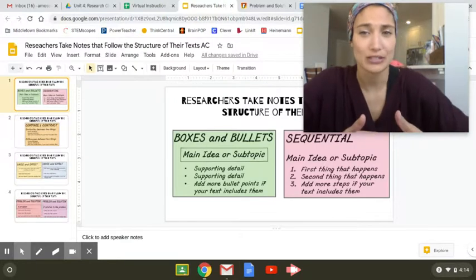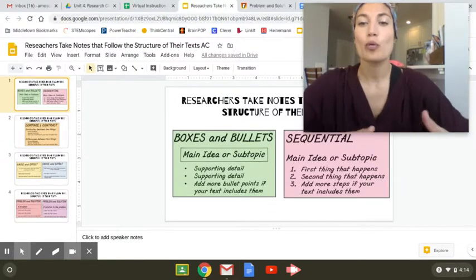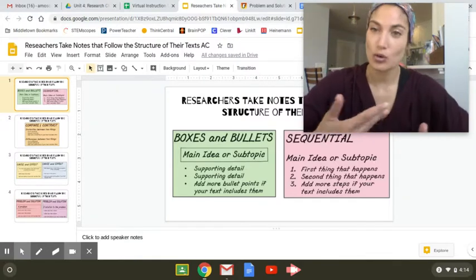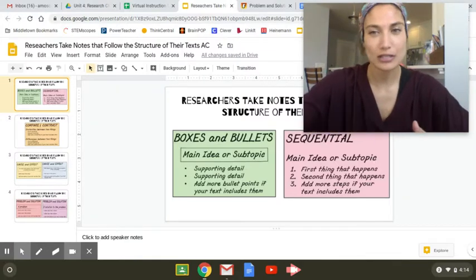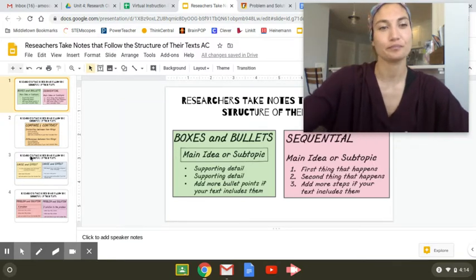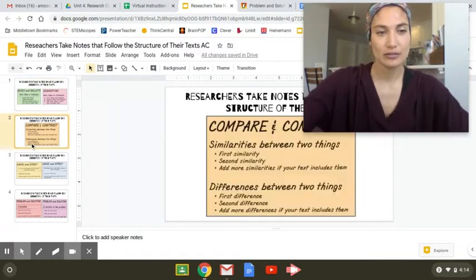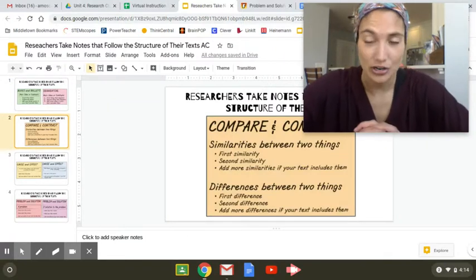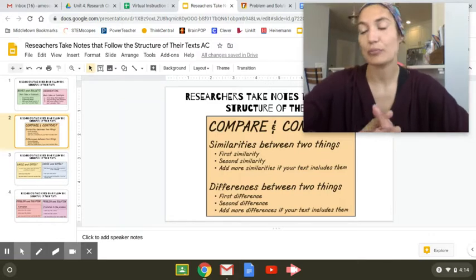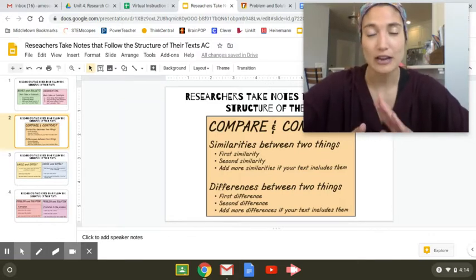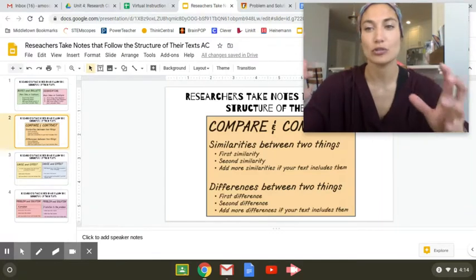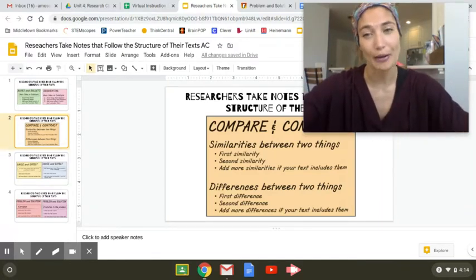We also learned about sequential text structure, which is the same thing as steps or a sequence. It's telling you the order of something. Usually this is common when they're talking about like a life cycle or how to do something. We also learned about the compare and contrast text structure. And remember, we said when we do a compare and contrast text structure, we talk about the similarities and differences between 2 topics, and we use a Venn diagram to do that.